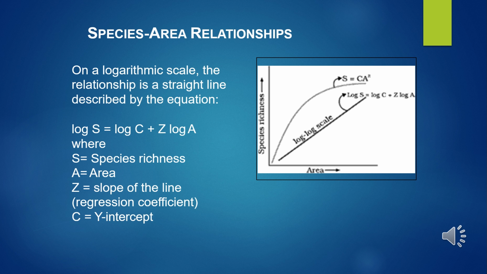Ecologists have discovered that the value of Z lies in the range of 0.1 to 0.2, regardless of the taxonomic group or the region, whether it is plants in Britain, birds in California, or mollusks in New York State. The slopes of the regression lines are amazingly similar.